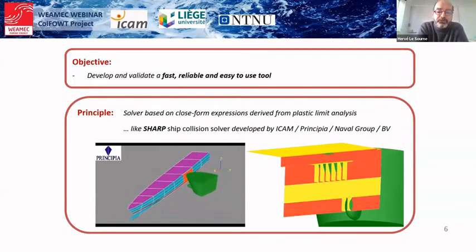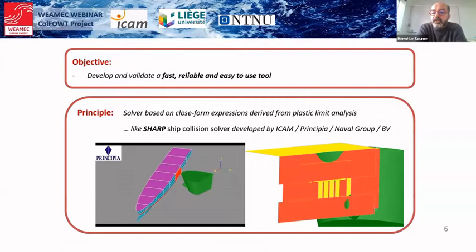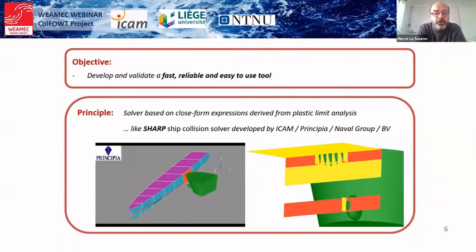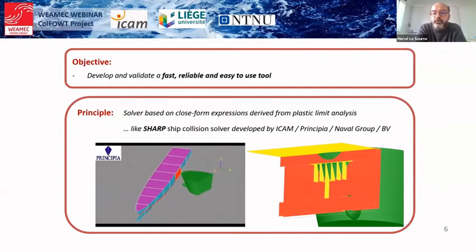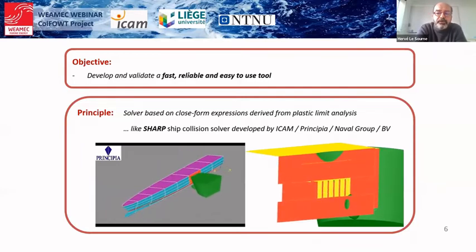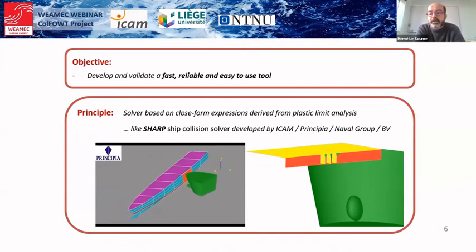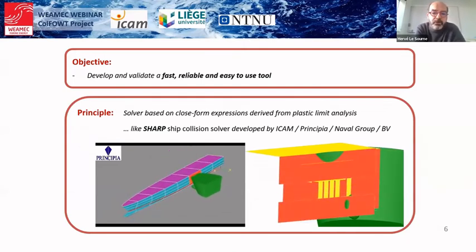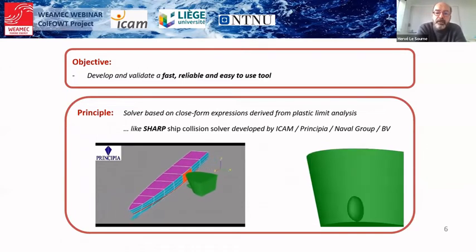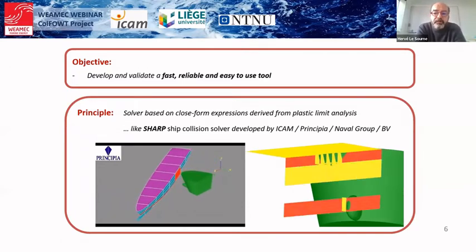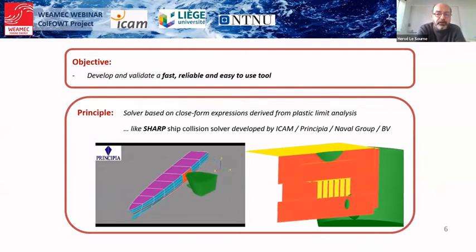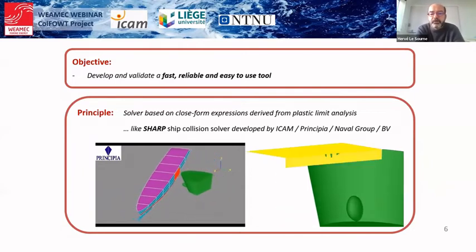Developing a fast, reliable, and easy to use tool will allow the design offices to conduct complete collision risk analysis, because this analysis, in fact, involves hundreds or even thousands of collision scenarios, which are obtained by varying the striking ship, the impact velocity, the impact location, the impact angles, etc.